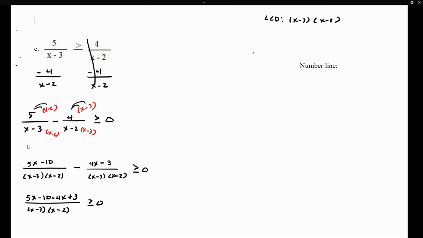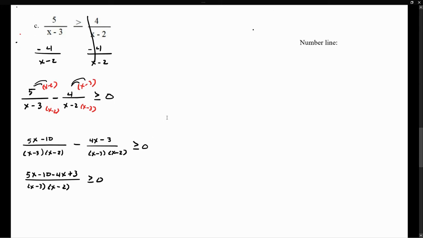So let's just simplify this a little bit further. I can combine like terms. 5x minus 4x, that is 1x, negative 10 plus 3, that's minus 7, divided by x minus 3 and x minus 2.